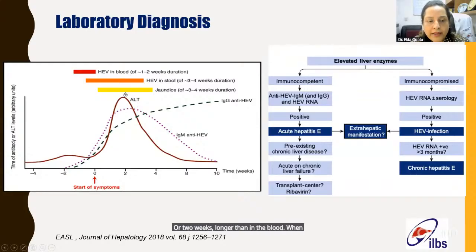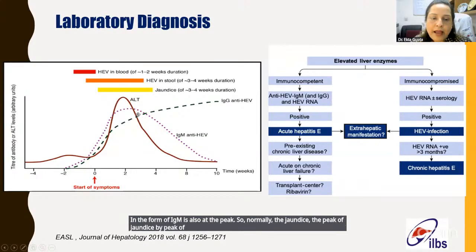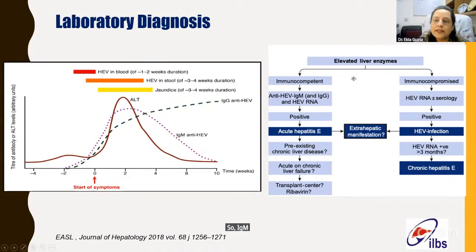When the virus is at the peak, that is, the symptoms are also at the peak. So the antibody response in the form of IgM is also at the peak. So normally the peak of jaundice and the peak of ALT match with your IgM formation. And as the IgM formation starts, the virus is cleared from the blood, slightly longer in the feces, and then it is taken up by the IgG response. So IgM antibody testing is the main crux of diagnosing acute HEV infection.